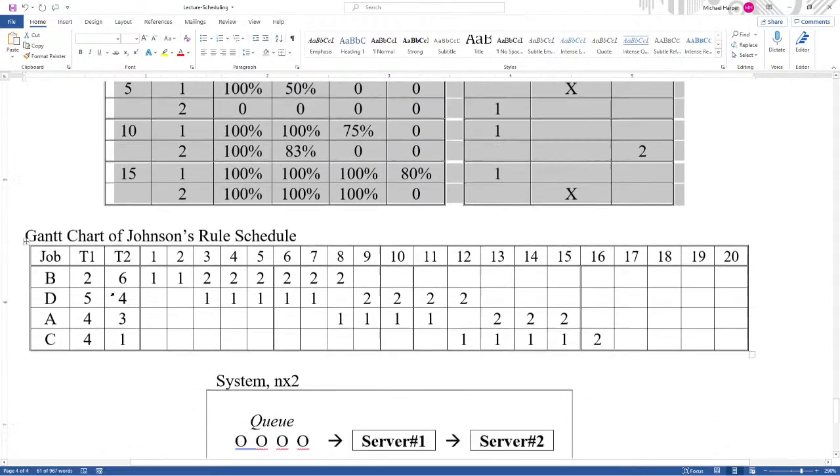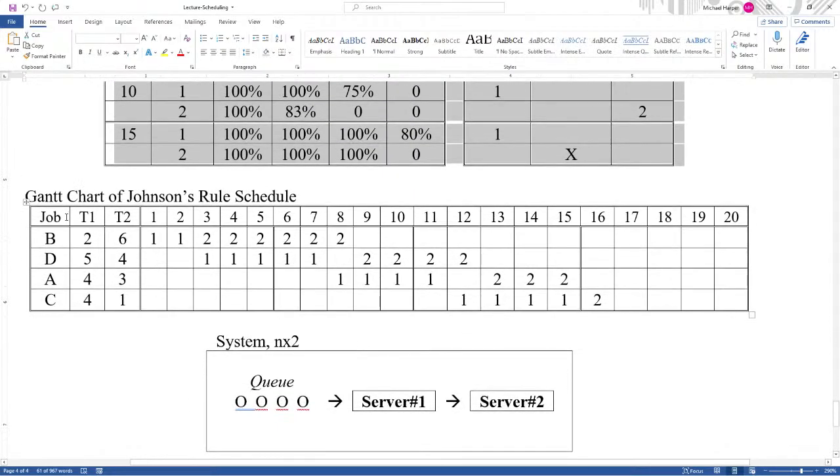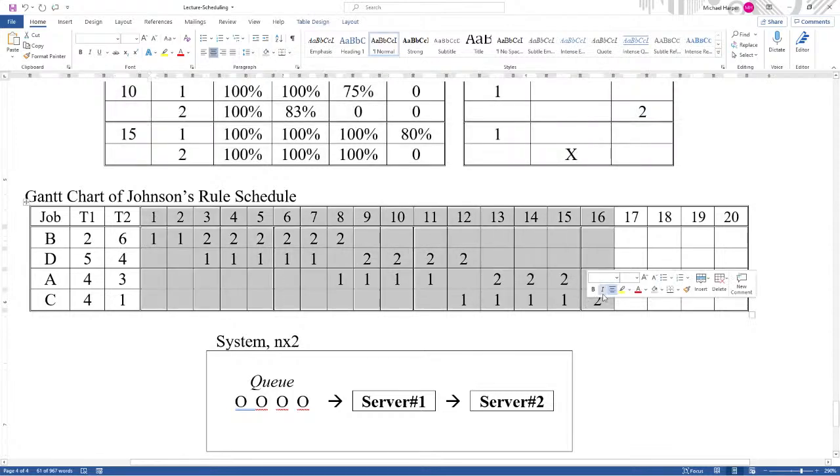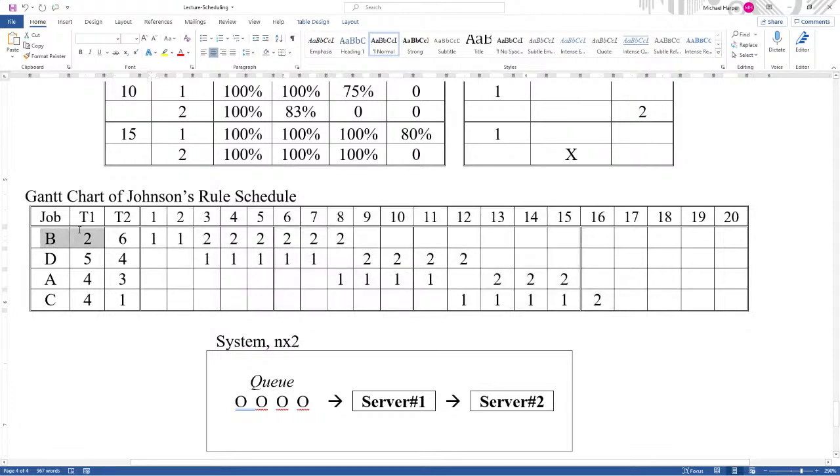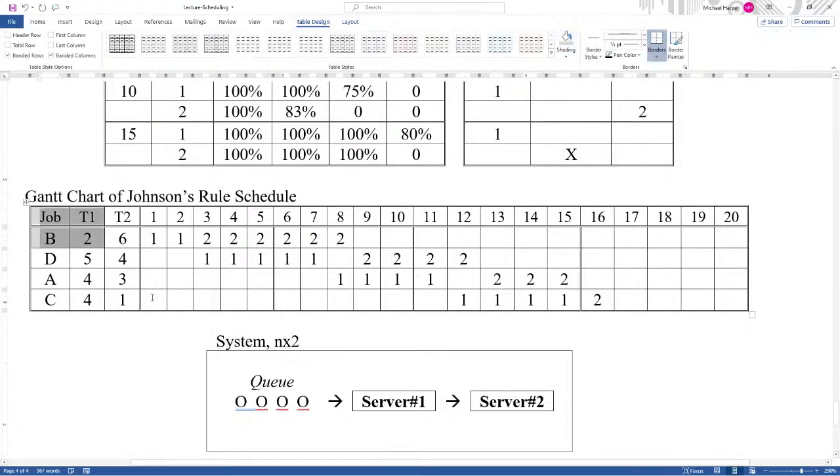And down here, I've illustrated the Gantt chart for Johnson's rule. And here we can see the concept of Johnson's rule. Remember the concept that the smaller times on the first server are early in the schedule, and the smaller times on the last server will be later in the schedule. Now we can see why that's true.